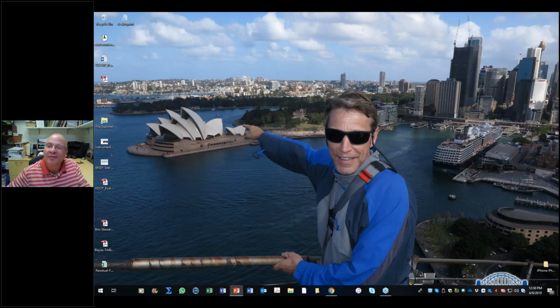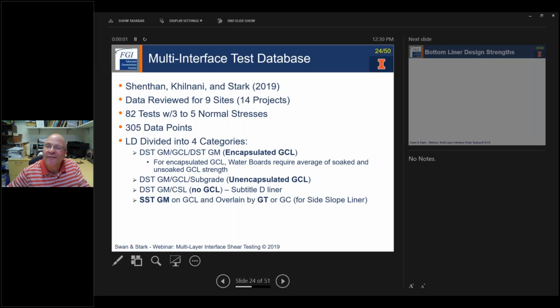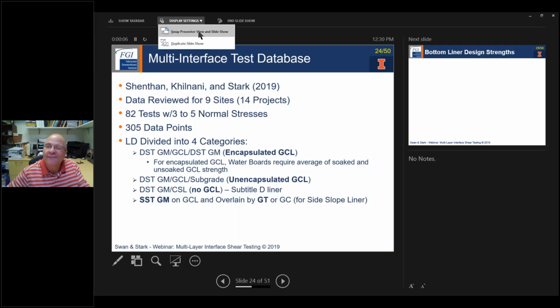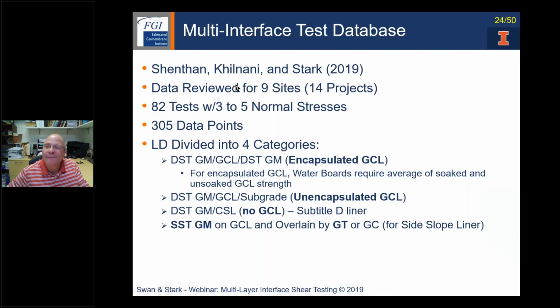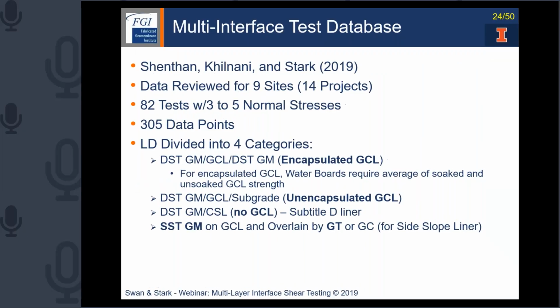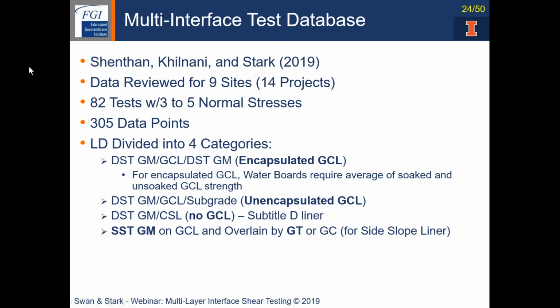So on my section, I'd like to talk about the results of multi-layer interface tests and then show some comparisons between multi and single. The first part of the data comes mainly from a recent paper by Dr. Shenton. Dr. Shenton is a project engineer with Advanced Earth Sciences in Irvine, California. He presented part of this data at the recent Geo Congress in Philadelphia.